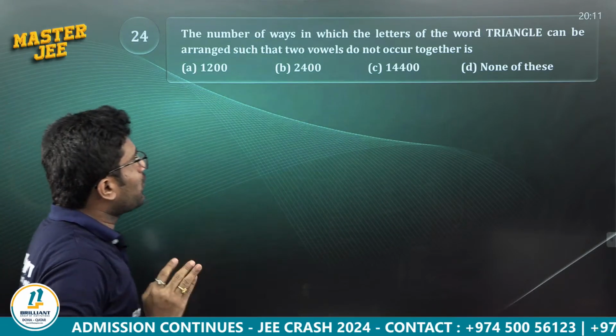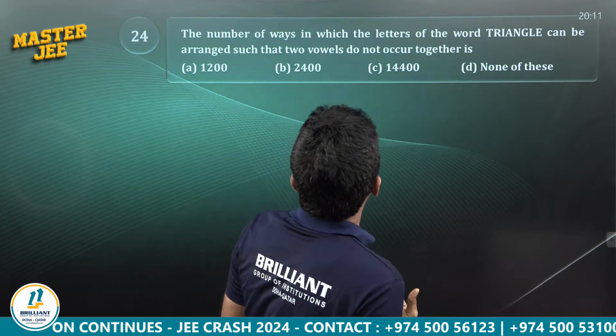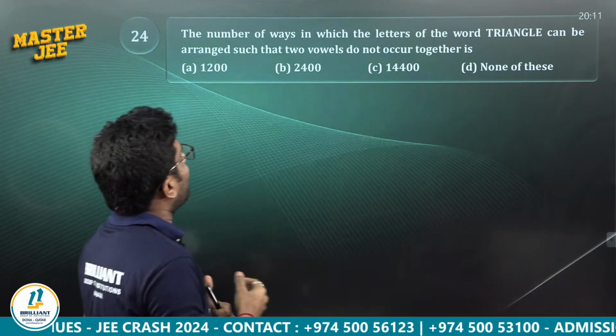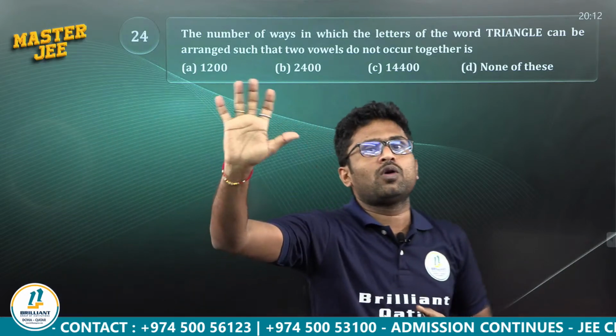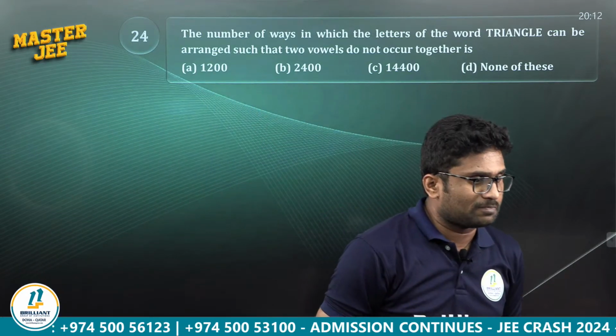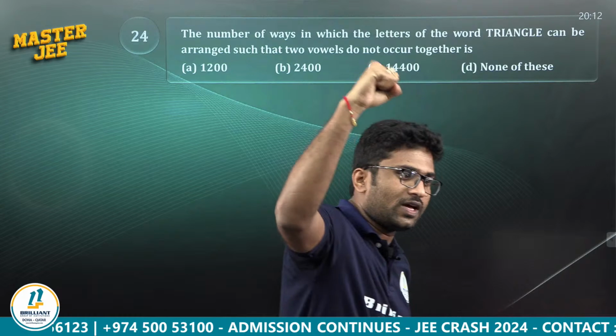Now coming to the 24th question, guys. The number of ways in which the letters of the word triangle can be arranged such that no 2 vowels occur together. 2 vowels do not occur together.